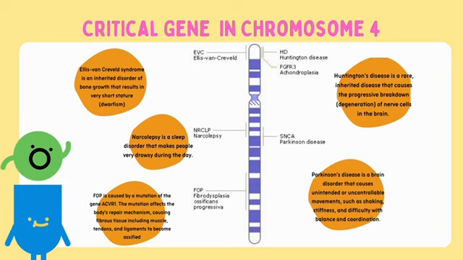Next is narcolepsy, which is a sleep disorder that makes people very drowsy during the day. Moreover, these genes also carry serious diseases such as Huntington's disease, which causes breakdown of nerve cells, and also genes that cause Parkinson's disease, which causes difficulty with balance due to a brain disorder.